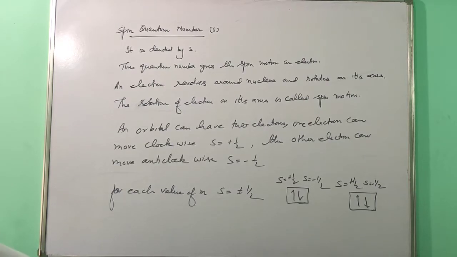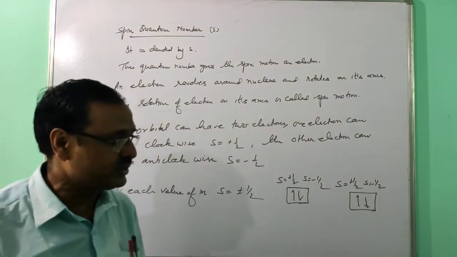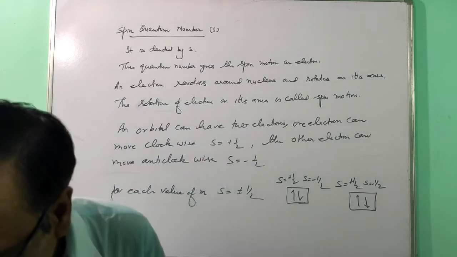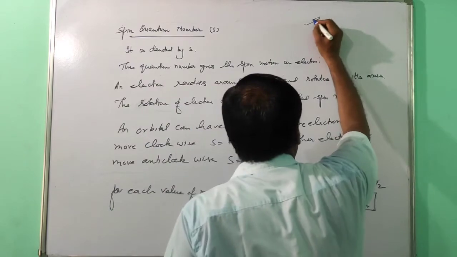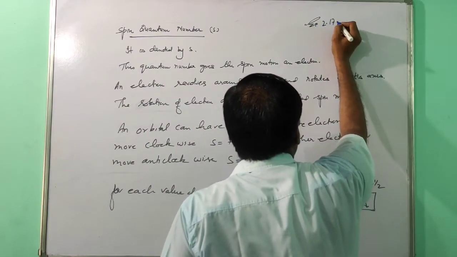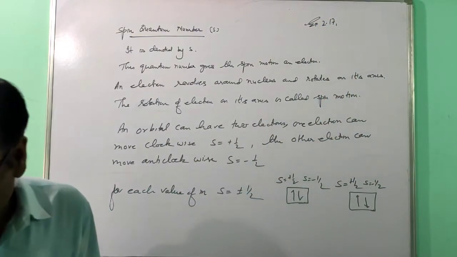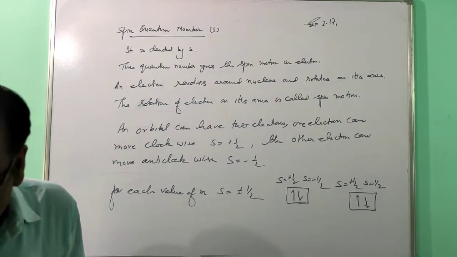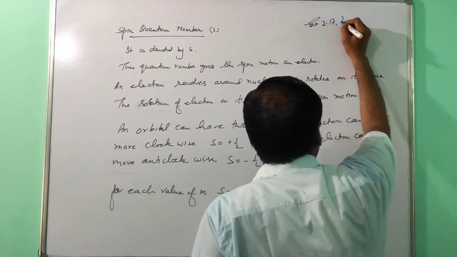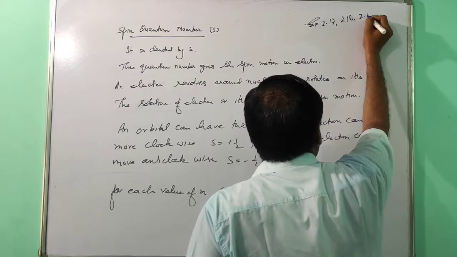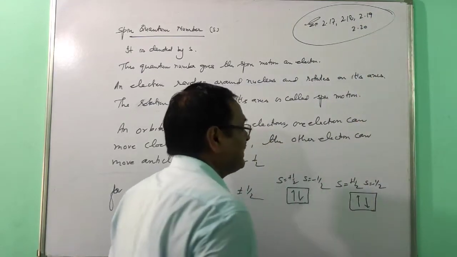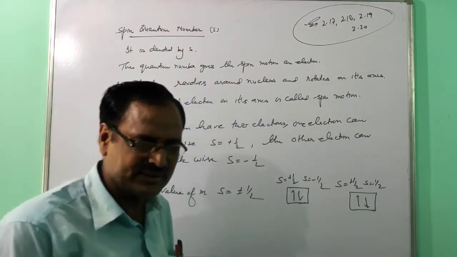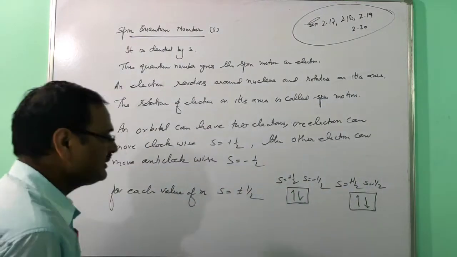Now, next you have to solve the questions. So examples are given, 2.17, 2.18, 2.19 and 2.20. All these examples are very important. A few examples I will give you. Just you see.